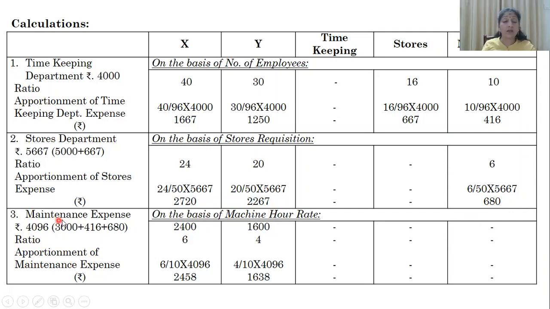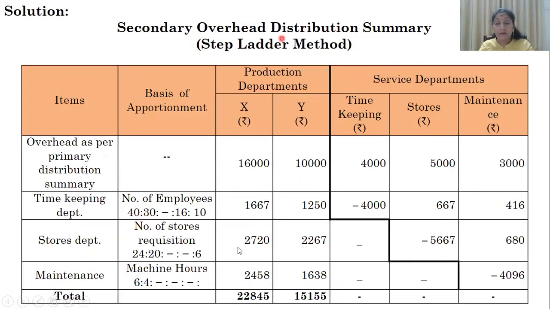Next, the last one, in the last sequence, is maintenance expenses. Please see here. We apportioned stores department expenses here: 2,720, 2,267 and 680. We have to cancel it by giving minus. Then the last one, last sequence maintenance: 3,000 plus 416 plus 680 will get 4,096. We have to put minus and it will be automatically cancelled. We will get nil in the total column.